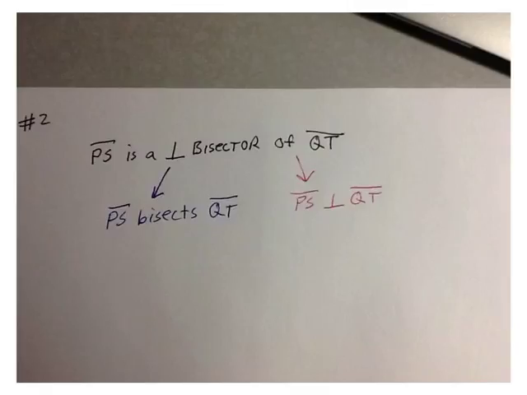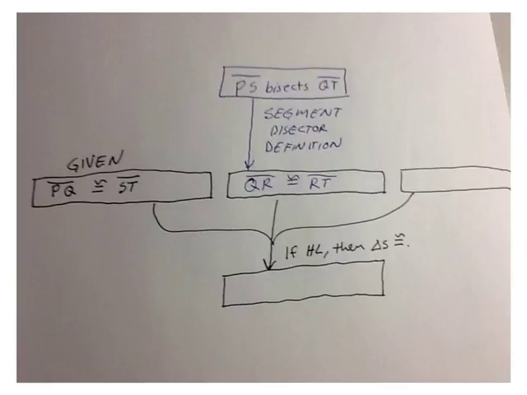Next, that dual statement, PS is a perpendicular bisector, gives us both that PS bisects QT and PS is perpendicular to QT. And so using the bisector part, we get that QR is congruent to RT. And so that establishes that the two legs of the right triangles are congruent.